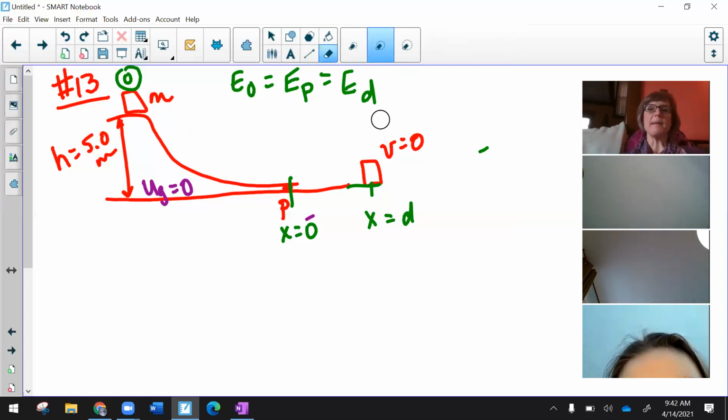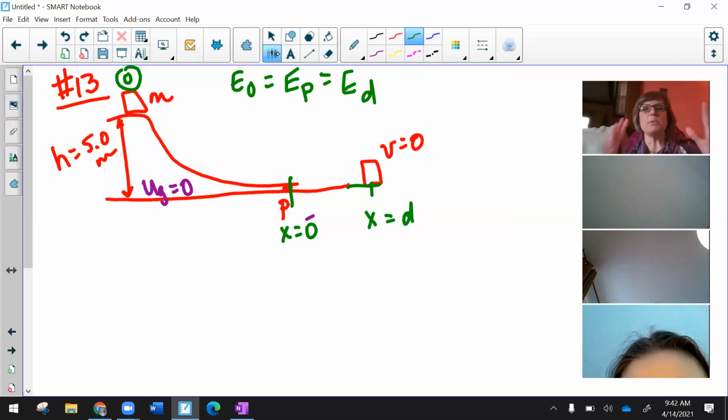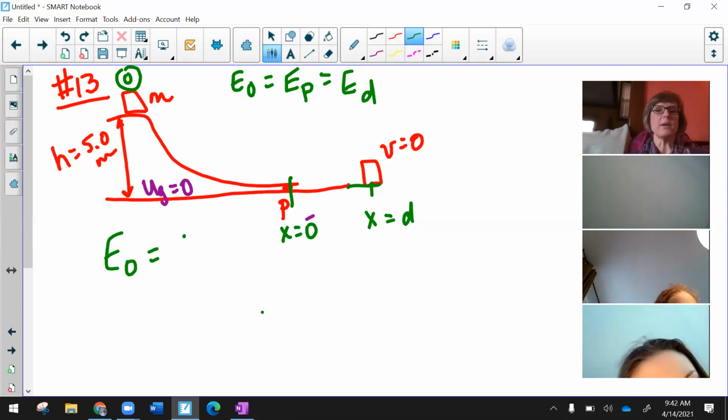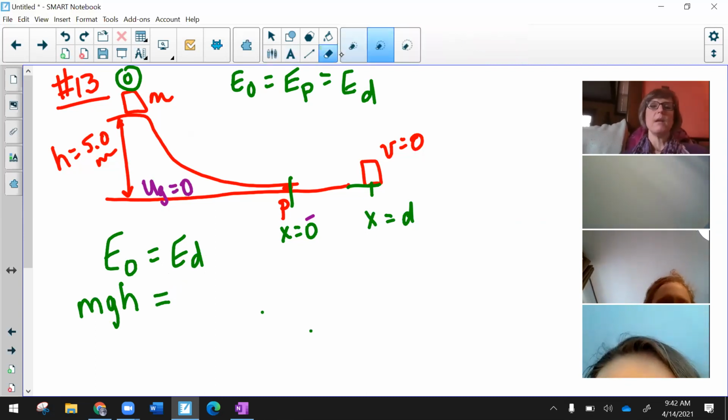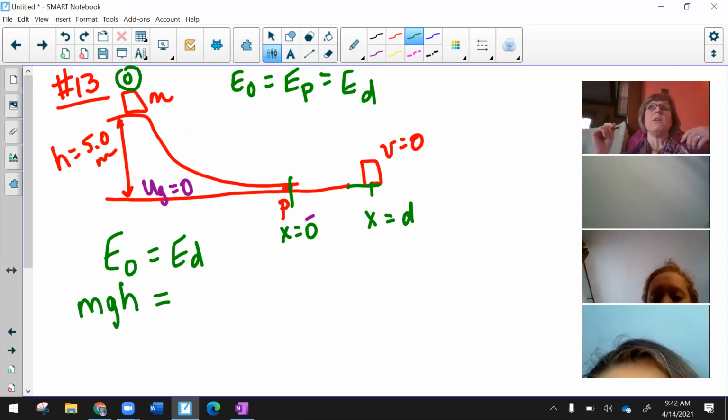Okay, so remember about conservation of energy that I can take any two of those positions and set things equal to each other. So I don't have to know anything about the energy at point P. I can look at all of the potential energy at point 0 and know that it is turned into thermal energy at d. Makes sense to everybody? So I'm going to say that E0 is equal to Ed. Like I said, at E0, it's all gravitational potential energy. And at Ed, it's all thermal energy.